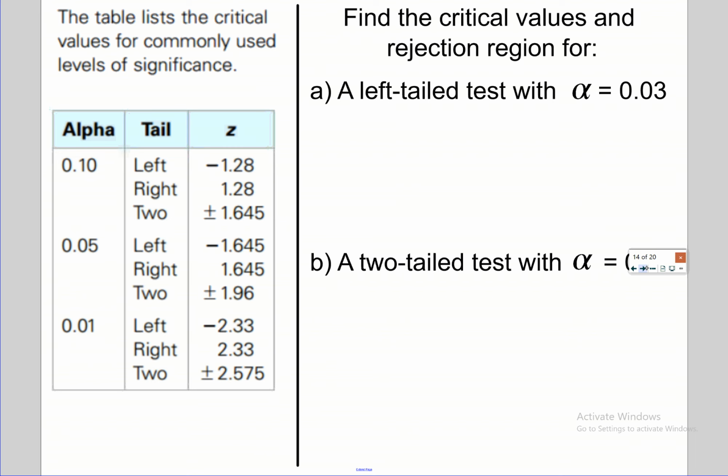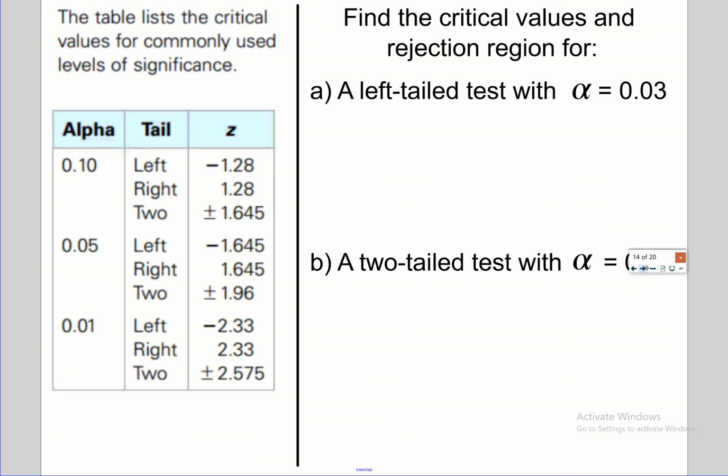Okay, so alpha is our level of significance, and we have three that are common: 0.1, 0.05, and 0.01. And then next to that, it tells you what the critical values are if you have a left tail, a right tail, or a two-tail test. So most often, we're going to be using these, and you're just going to be able to find them straight on the chart. Again, on test day, you will be given these values.